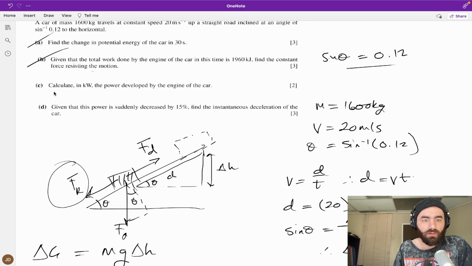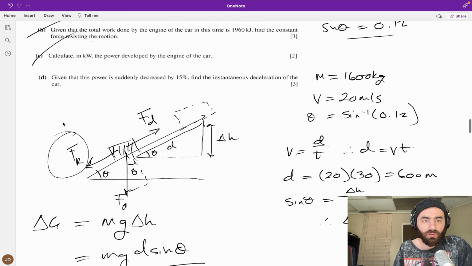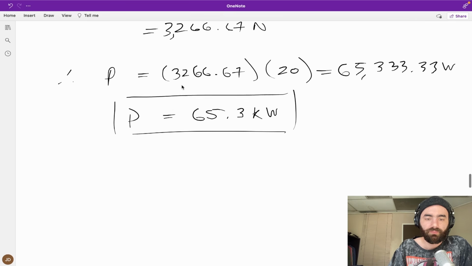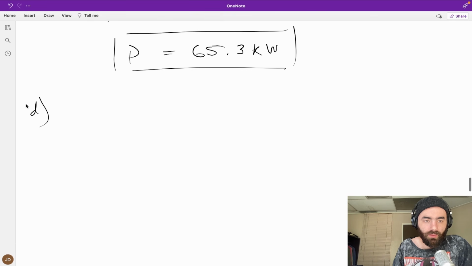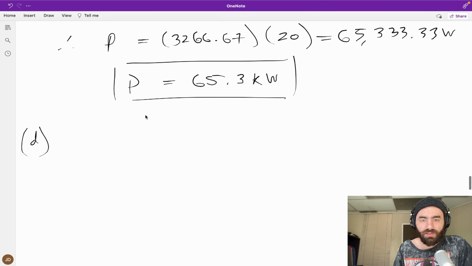Calculate in kilowatts. Yeah, we did that. D. Given the power suddenly decreased by 50%, find the instantaneous deacceleration of the car. Okay, D. So we have a decrease in the power. Let's say the new power decreases by 15%. So we multiply this by 0.85, right? That'll decrease it by 15%. Let's multiply by this P here.